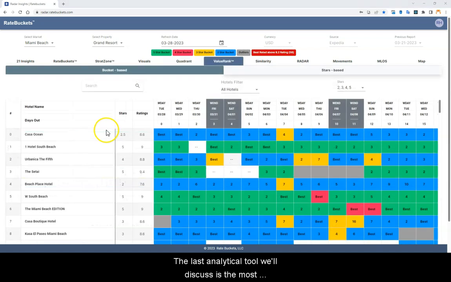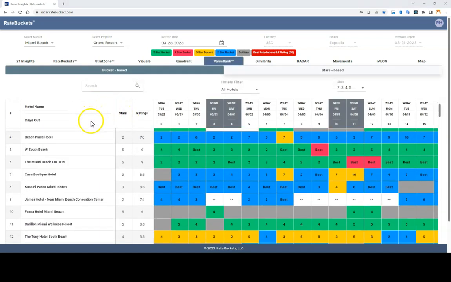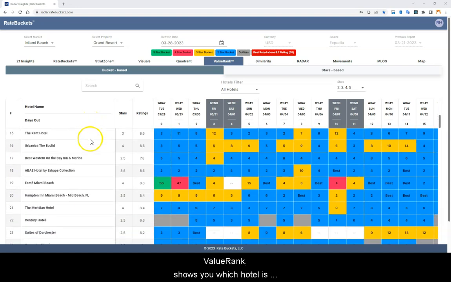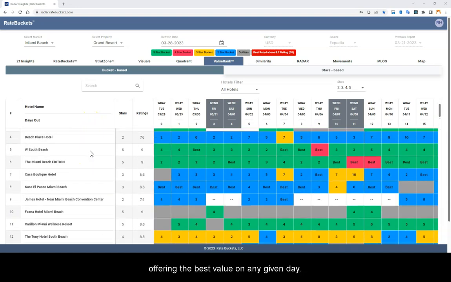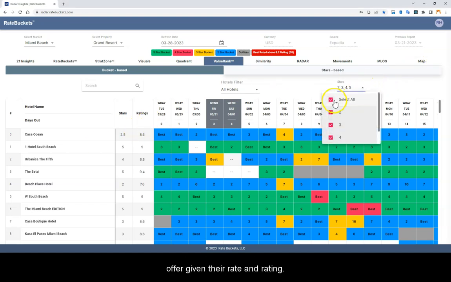The last analytical tool we'll discuss is the most customer-centric view of rate analysis. ValueRank shows you which hotel is offering the best value on any given day. The ValueRank sorts all hotels by the strength of their offer, given their rate and rating. The ranking is segmented by star classification.